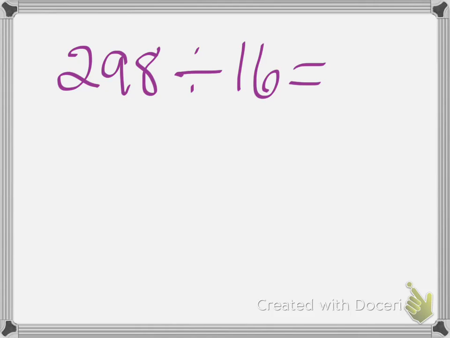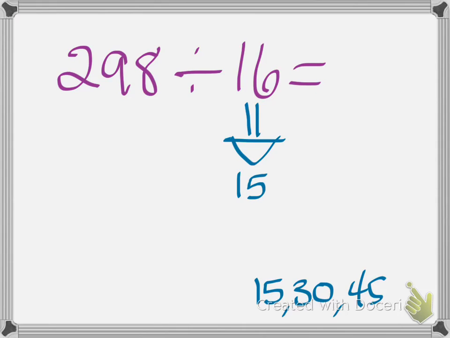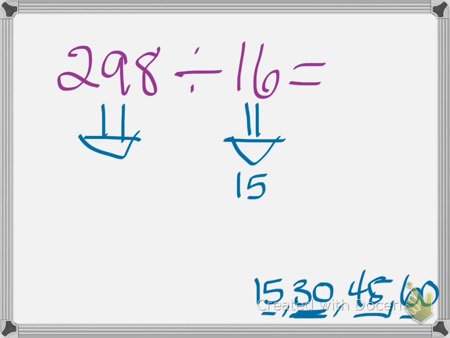298 divided by 16. We're going to find some compatible numbers. I'm going to change 16 down to 15. Remember, I know those multiples of 15. 15, 30, 45, and 60. And I think that's as high as I need to go for this problem. So I need to find a multiple that is going to start with these numbers. Now I'm going to change 298 to a compatible number. Boy, that's awfully close to 300. 300 starts with 30, just like my compatible numbers here.